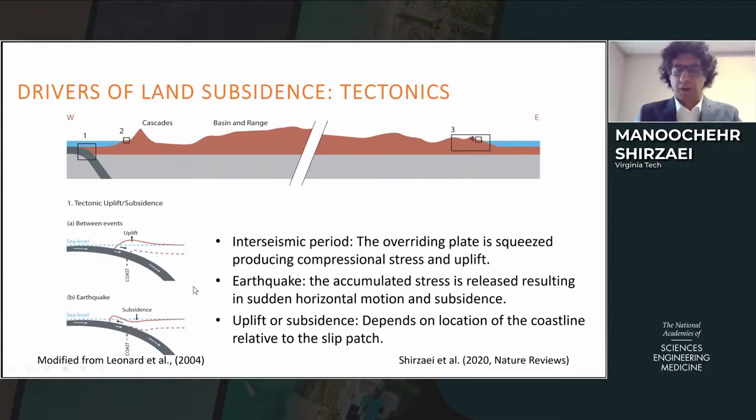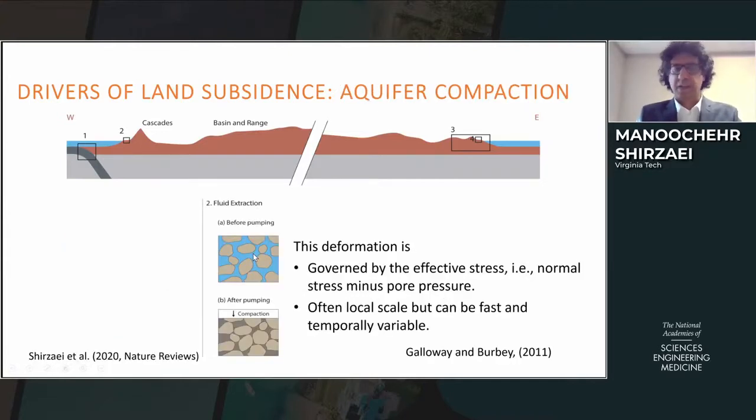slipped on the fault. The second mechanism that is of great importance is the compaction of the aquifer. As fluid is removed from the aquifers, pore space is closed, and the entire aquifer compacts, which manifests itself in observed subsidence on the surface. This process, in contrast to the tectonic process, is very localized. However, the rate of this subsidence can be very fast and temporally non-linear.